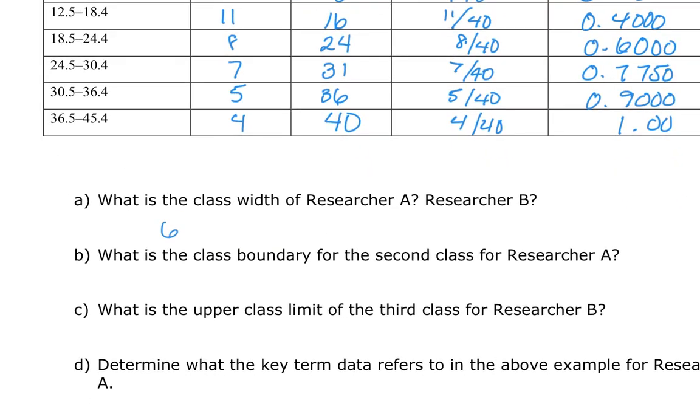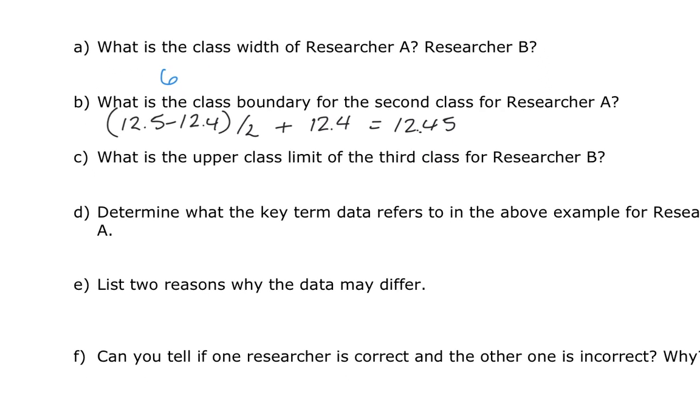So my class boundary is going to be the 12.5 minus the 12.4 divided by 2. And then I'm going to add that to my lower class limit, which was 12.4. And so I have 12.45. So that's where I will make the cut mark. So if I had something that happened to be 12.45, I would put it in that second class. If I had something that was 12.46, I would put it in the second class. Same thing, similar to the third class for researcher B, it is 18.4.